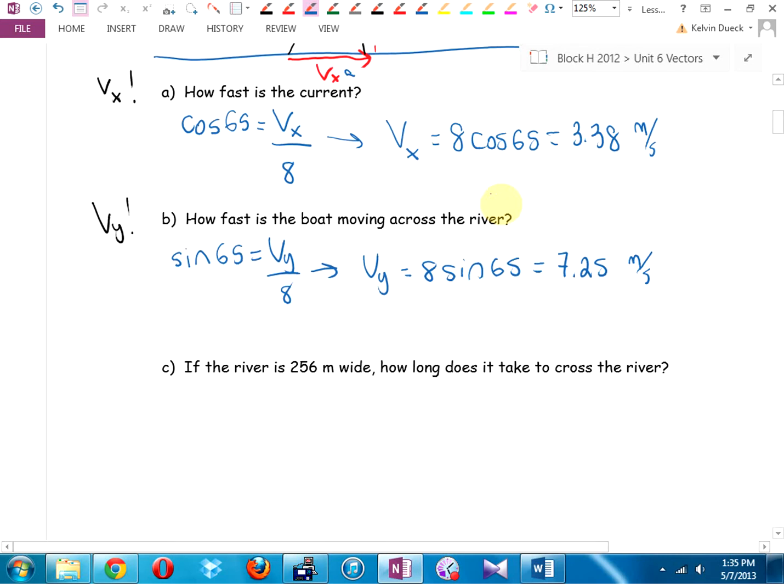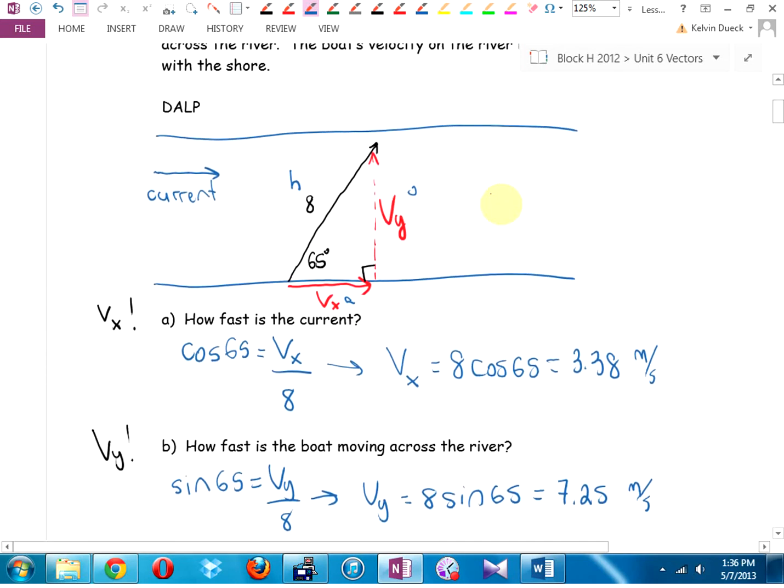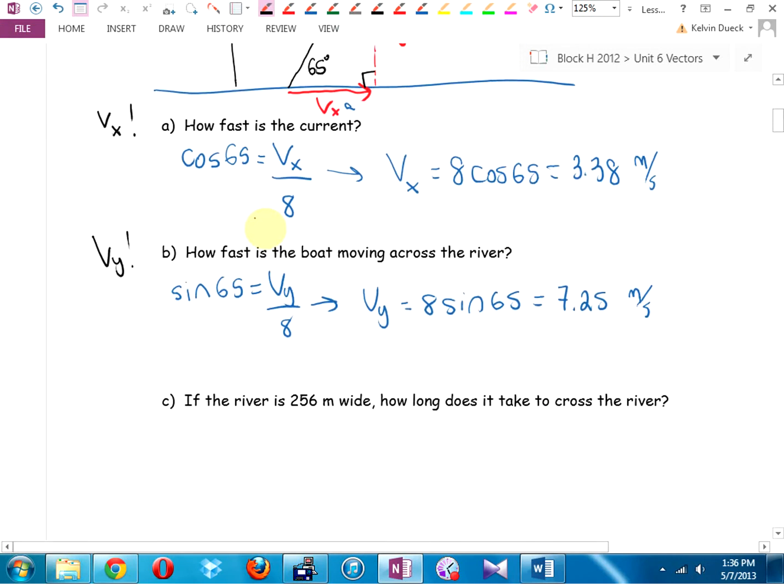Can you read C to me, please? The river is 256 meters wide. Stop. Let's go label that. You know where that is? That would go like that, yes? Keep reading. The river is 256 meters wide. How long does it take to cross the river?